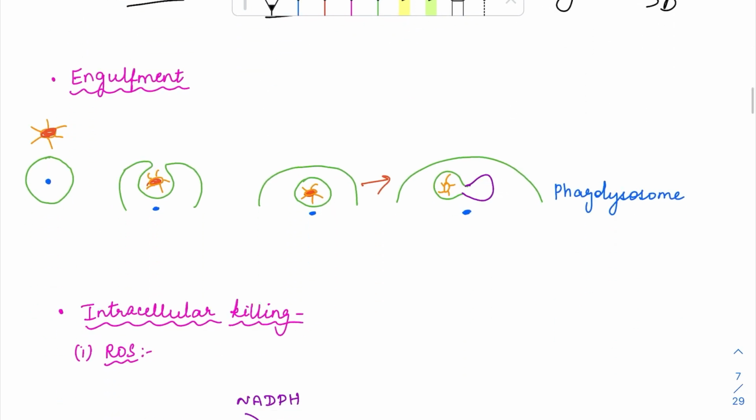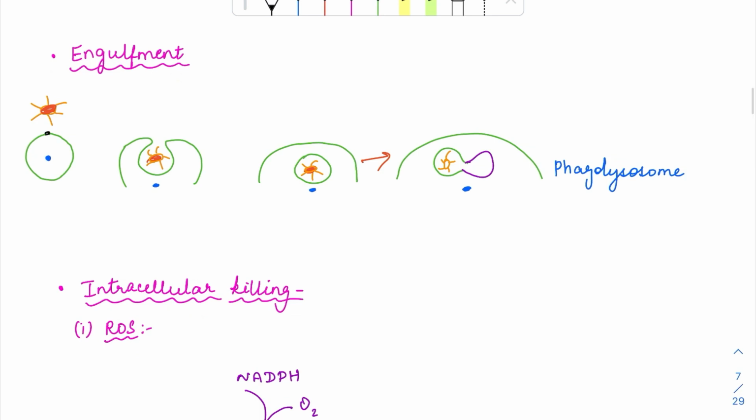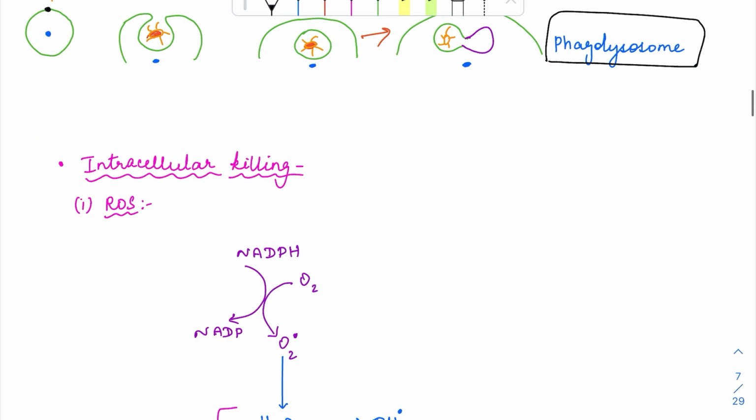So the next step I told was engulfment. Now the recognition had happened. What will happen? The phagocytic cell will form a cup-shaped invagination and engulf this entire bacteria. Inside the phagocytic cell, this engulfed structure, the phagosome, is going to fuse with the lysosome, forming the phagolysosome. Inside the phagolysosome only, the intracellular killing is going to take place.